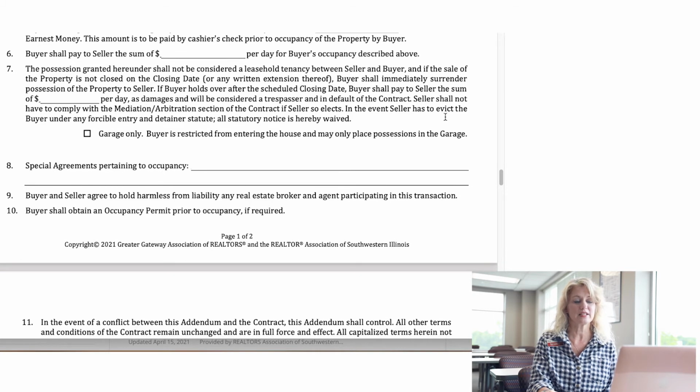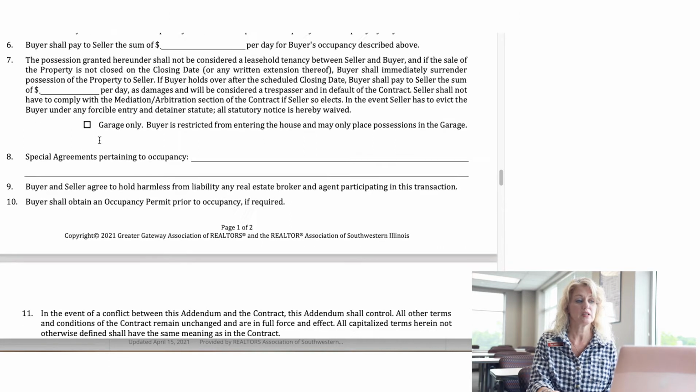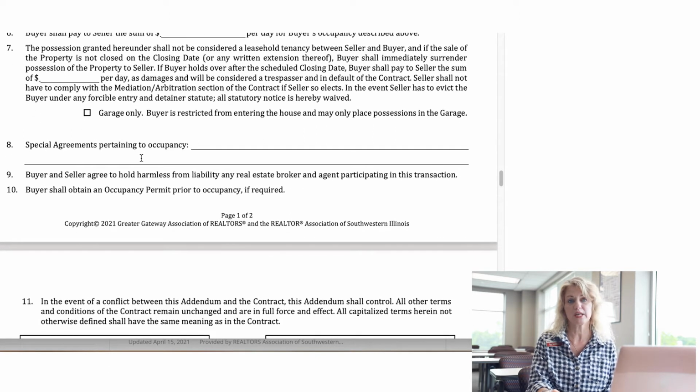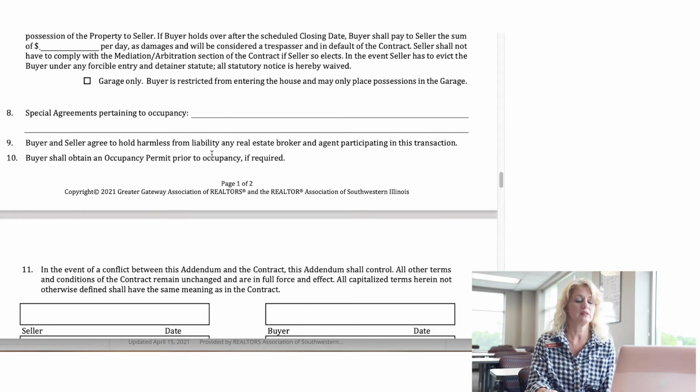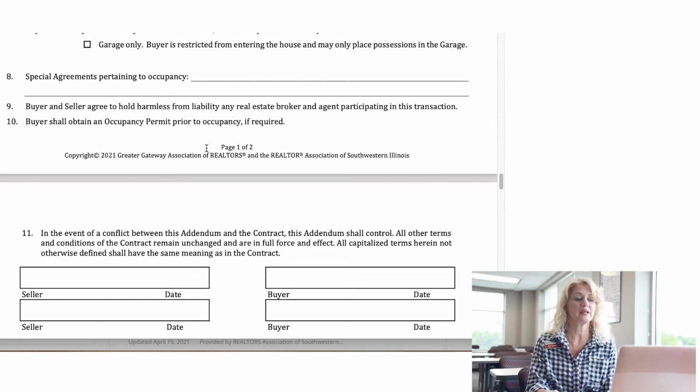In the event seller has to evict the buyer under any forcible entry and detainer statute, all statutory notice is hereby waived. There is the opportunity for the buyer to just have possession of the garage. That's when this box would be marked. There are also special agreements pertaining to occupancy. That would be terms the buyer and seller would identify. Again, you're not an attorney. Do not add any verbiage without being at the discretion of your client and the direction of your client.